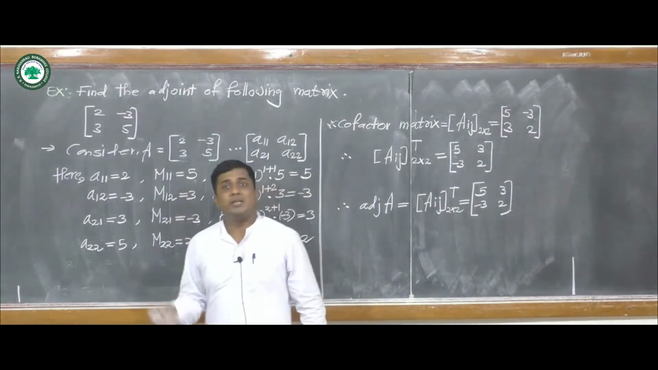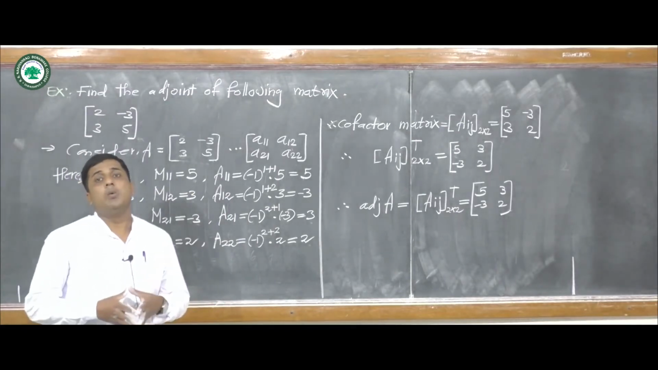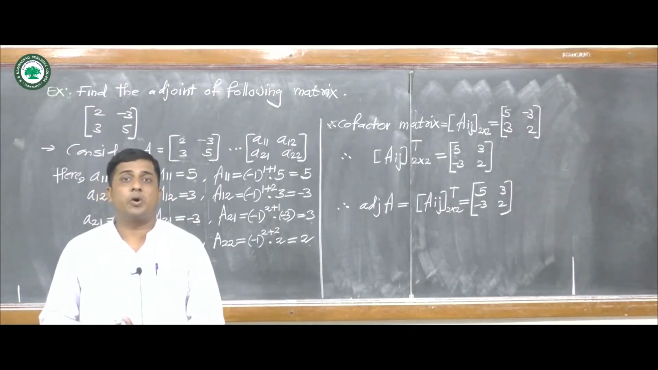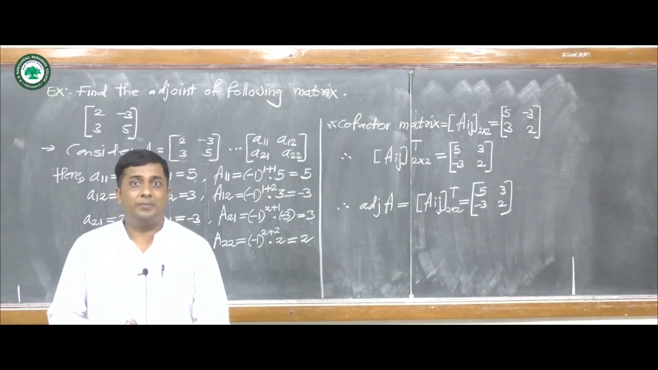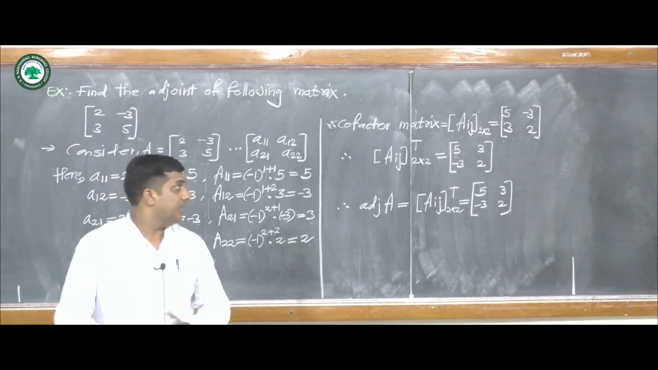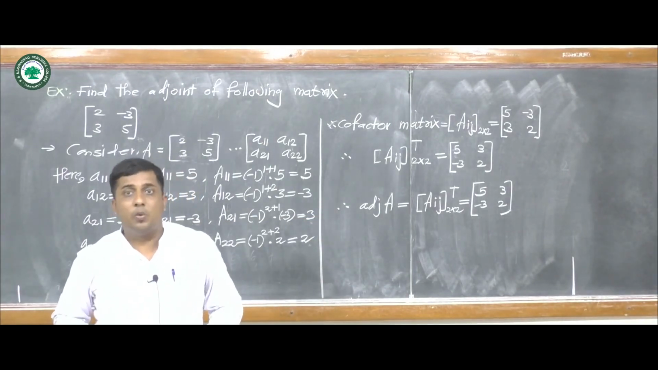And for this we consider minors and cofactors. So we saw one example for the adjoint of a matrix. Now in the next lecture, we find the inverse by using the method of adjoint. That is, we consider this adjoint matrix to find the inverse.